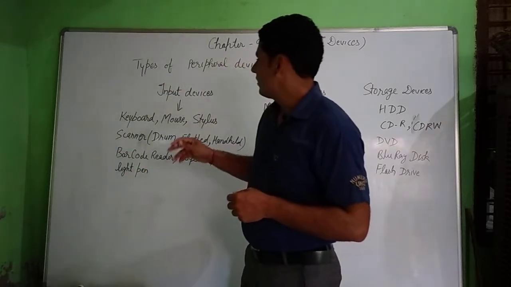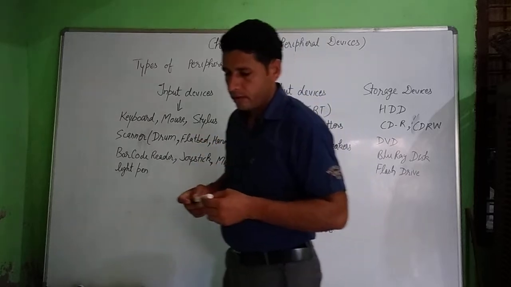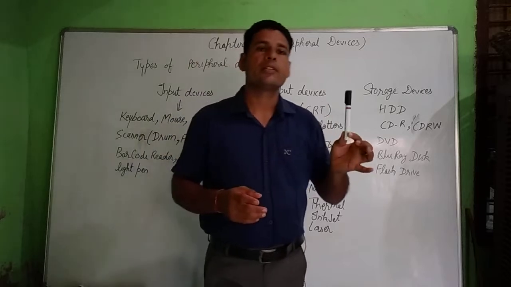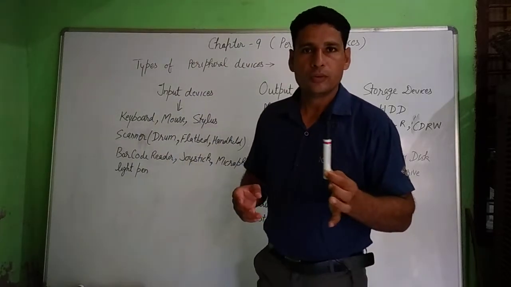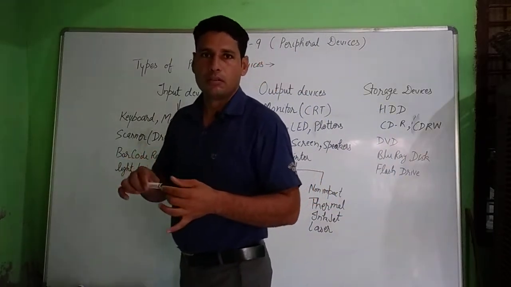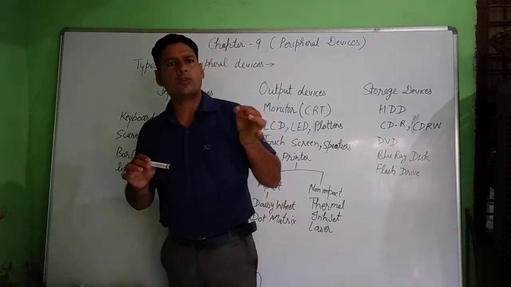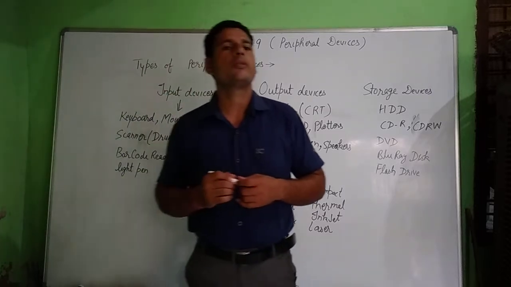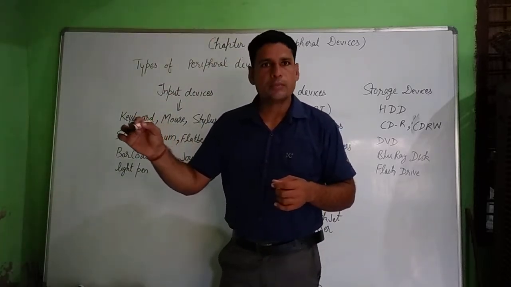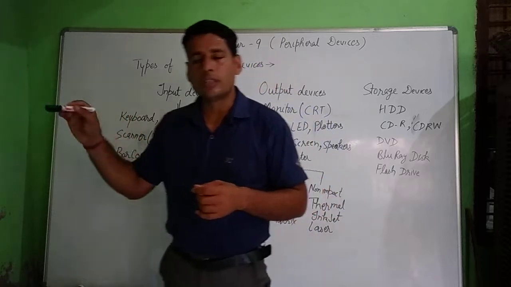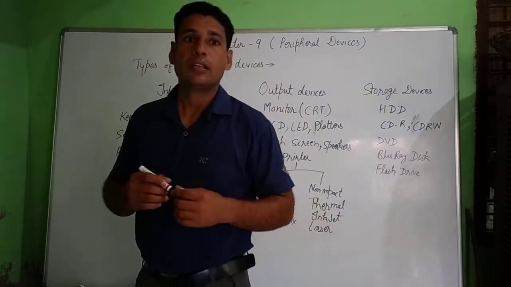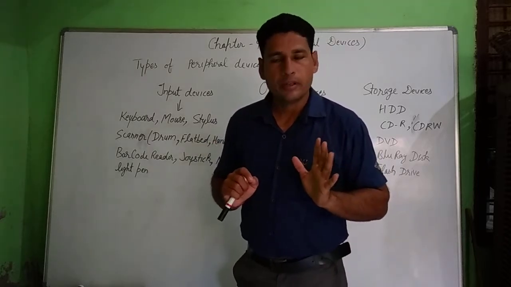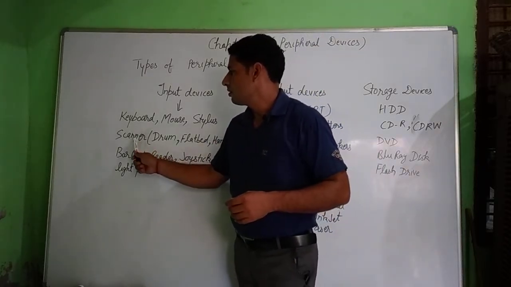Now next is the stylus. A stylus is like a pen. With the help of the stylus, you can use your touch screen. It also works like a mouse. If you want to open any file, click on it with the help of the stylus. If you want to type or write something, you can write with your hand on the touch screen. This is basically used with a touch screen. Clear? Next is the scanner.